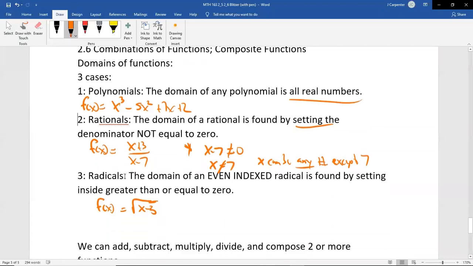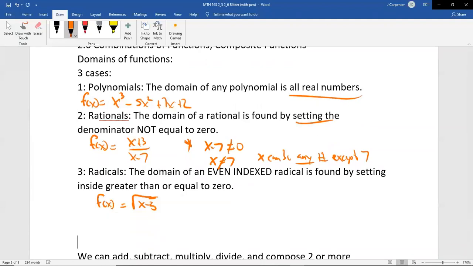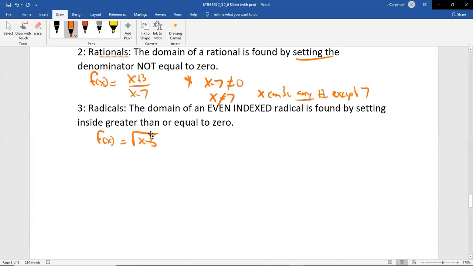All right, so case 3, radicals. This is going to need lots of space. Radicals are your square roots, your cube roots, your fourth roots, your fifth roots, whatever. And I've said that in this course, we generally see square roots just because they're more fun, they're more challenging. So the domain of an even indexed radical, so square roots, fourth roots, sixth roots. Notice I didn't say anything about odd roots because the domain of an odd indexed radical is everything. Because you can take the cube roots of positives, you can take the cube roots of negatives.